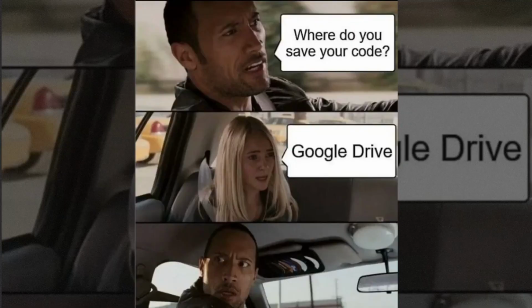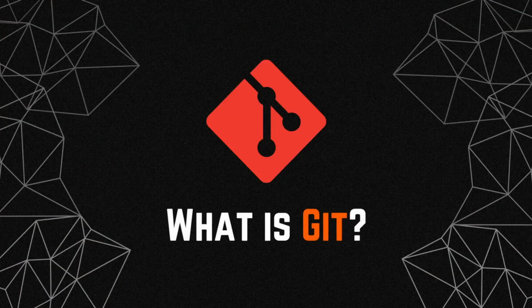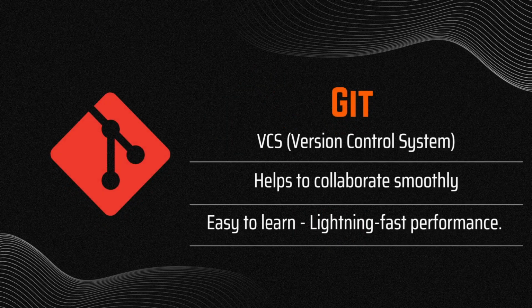So we have many ways to save documents and to keep the different versions of them saved. But specifically for software version control, you don't want to use something like Google Drive or this common approach that we are used to. So what is Git? Git is a version control system or version control software.